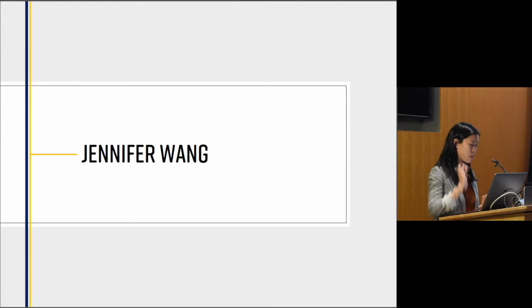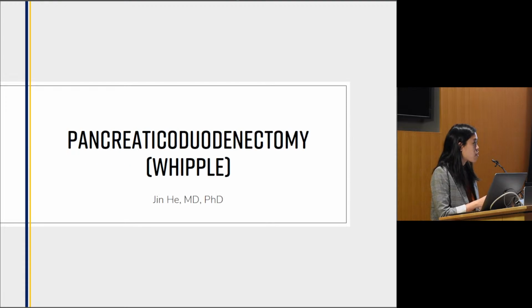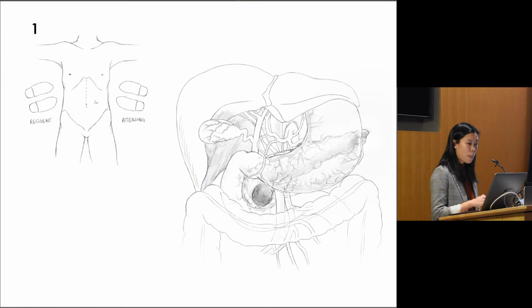My name is Jennifer Wang, and the first surgery I will be presenting today is a pancreaticoduodenectomy, also known as a Whipple, which is performed to resect tumors that arise in the head of the pancreas. Thank you to Dr. He for the opportunity to observe in his OR and for all of his feedback during this illustration process. Before resection begins, the patient's abdomen is explored laparoscopically to assess for any tumor metastasis that would preclude the continuation of this procedure.